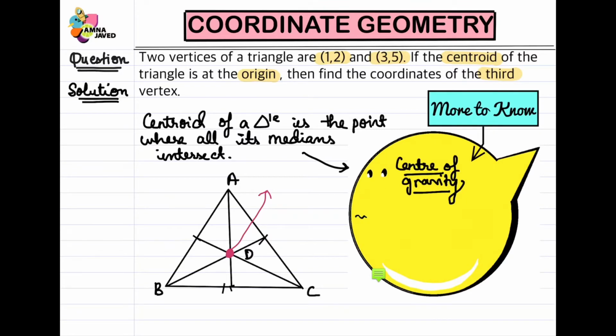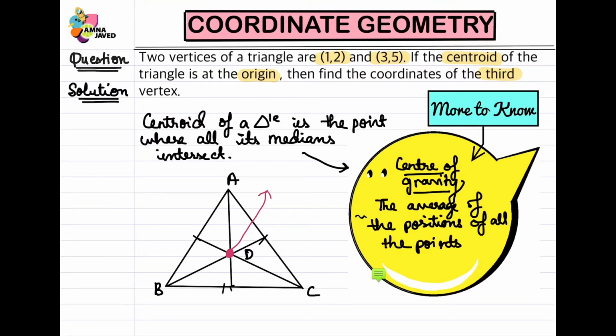Now, the center of gravity, in terms of physics and mathematics, is the average of the positions of all the points of a body, and sometimes you consider it as the center of mass because it is the center of gravity.